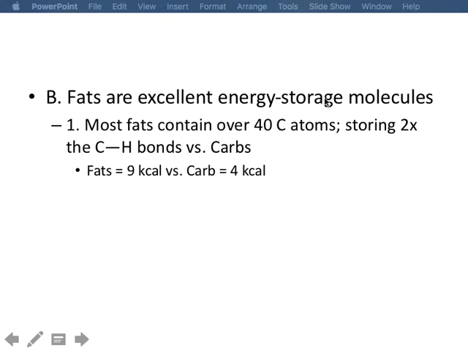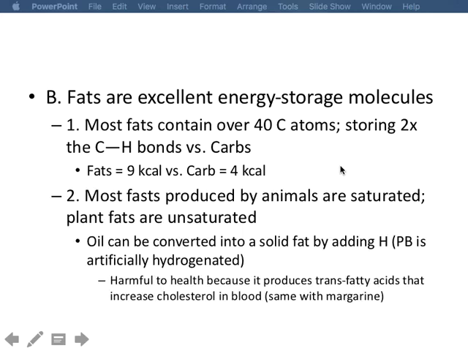All right, so fats, because they have all of these hydrocarbon bonds, are an excellent energy storage molecule. When you compare the amount of calories, a gram of fat versus a gram of carb, you get 9 kilocalories versus just 4. So we can store twice as much energy, basically.